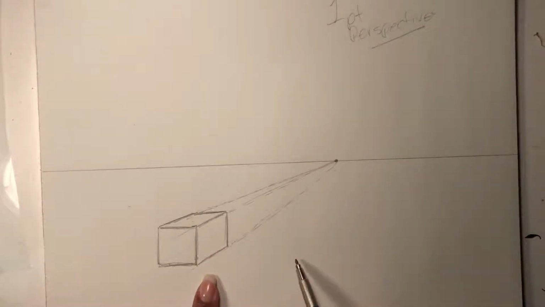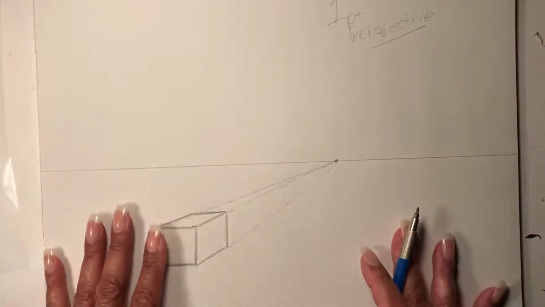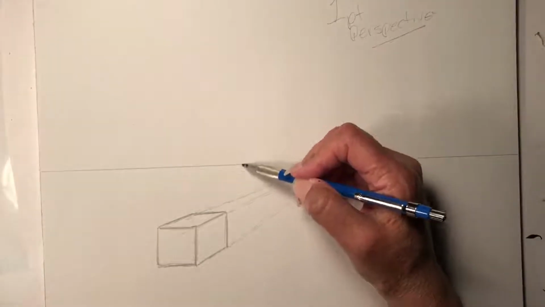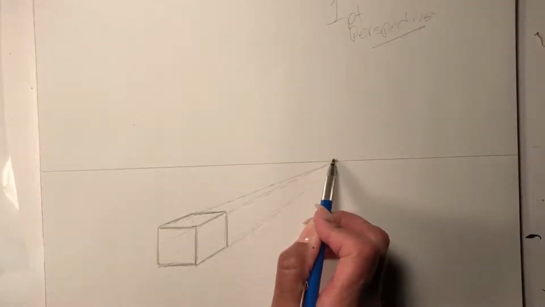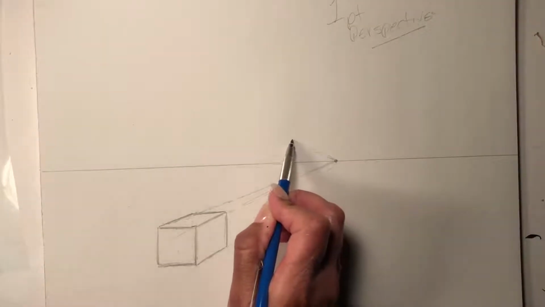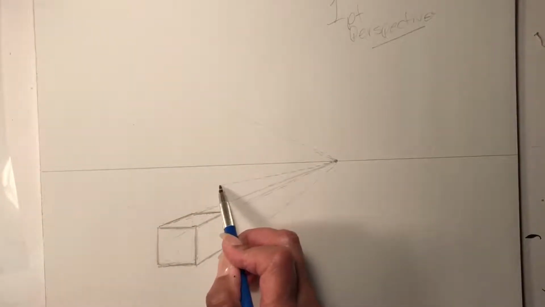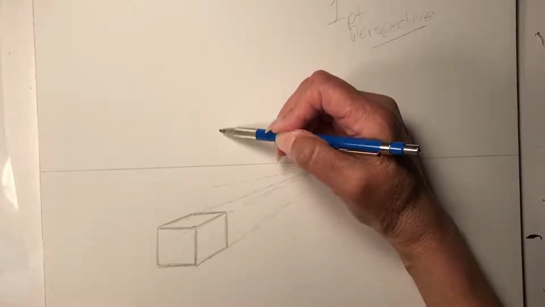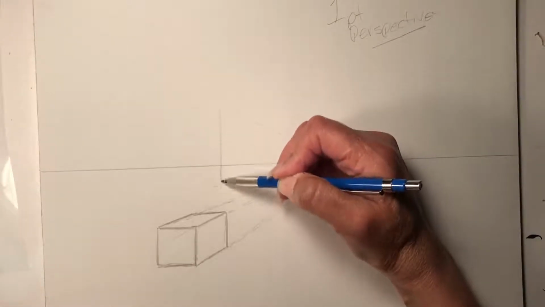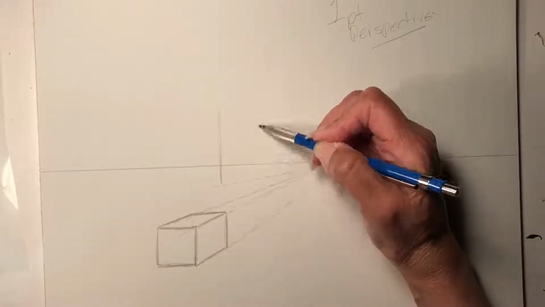So now let's go ahead and do another box in this 1-point perspective arena. I'm going to come from the vanishing point. I'm going to make a tall shape that crosses over my horizon line. And then I'm going to put another one here.